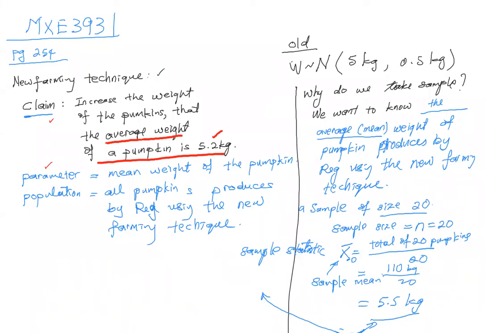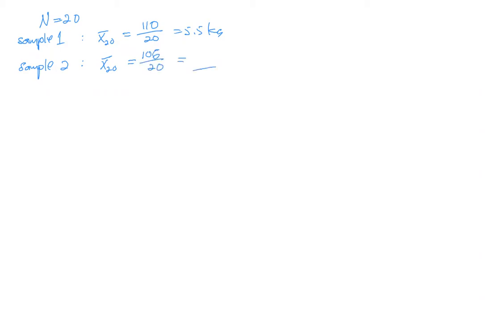If you look here, I get the first sample, number 1. My sample size, I fix it at 20. The sample mean is 110 divided by 20, so I get 5.5. When I get another sample, definitely it won't be the same, am I right? Maybe the total becomes 105 or 106, so I get another value. So you see, my sample can vary.